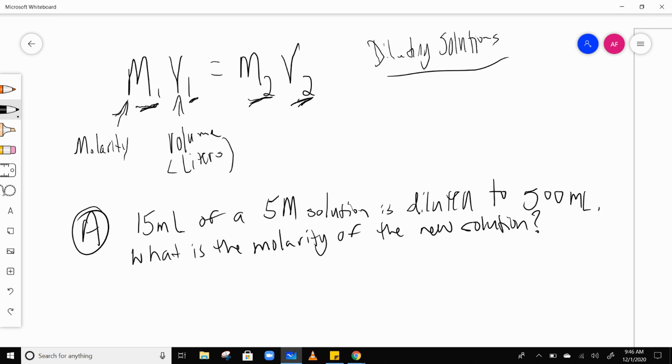So we have our original molarity, this is our M1. Our 15 milliliters is our V1, but we want to convert it to liters. So this is 0.015 liters.